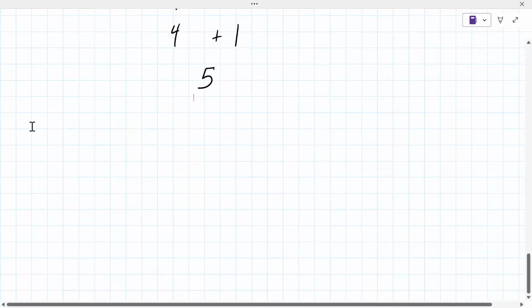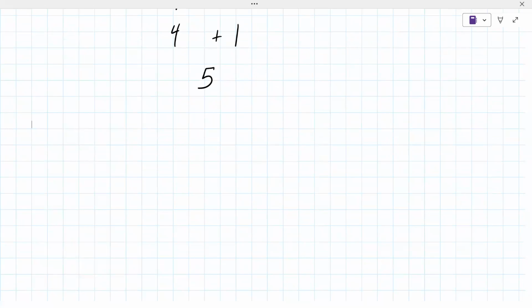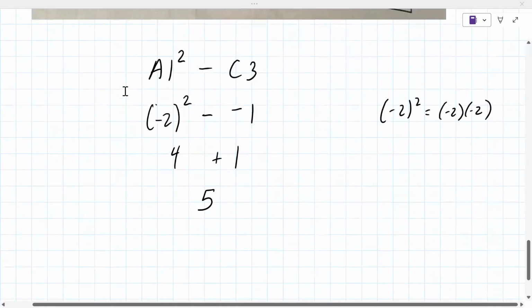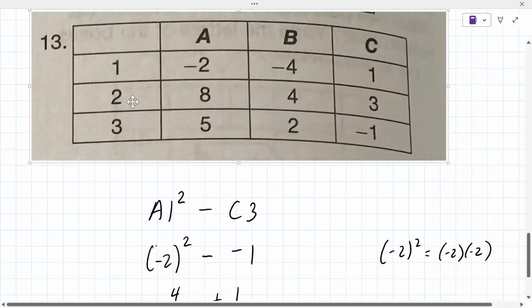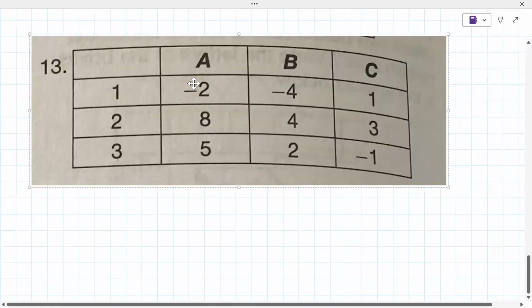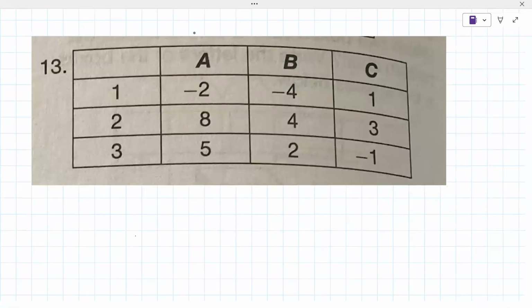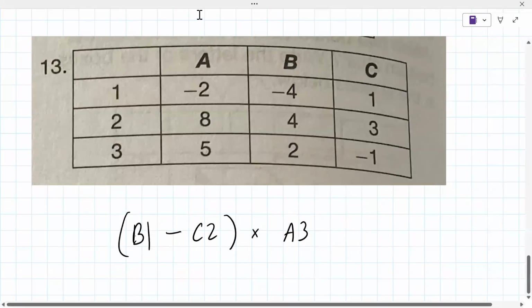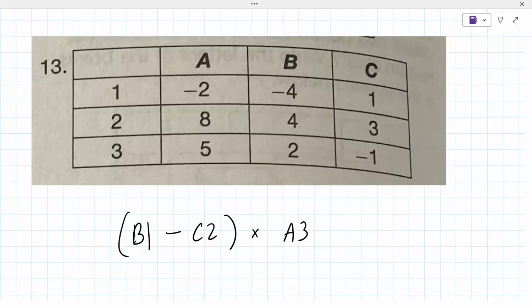I want you to do a little bit more here with your effort. So give me just a moment here. Let me go grab this on the screen again. Okay, let's try a new one. Let's try B1 minus C2 times A3. All right, so give that a try, please.